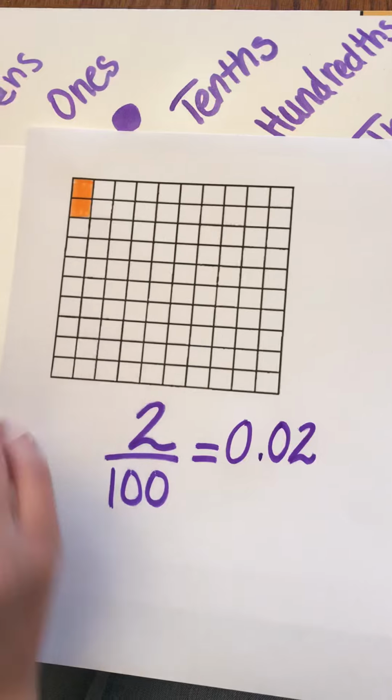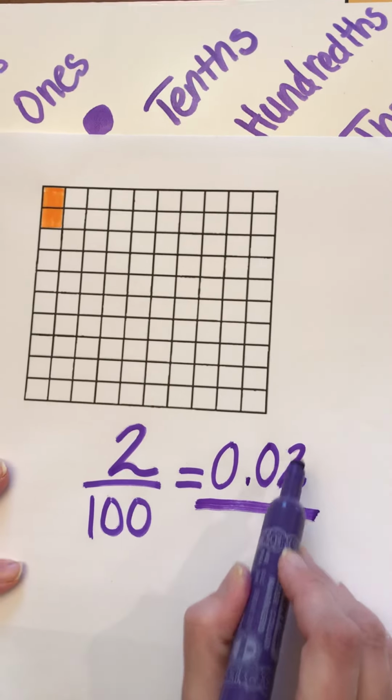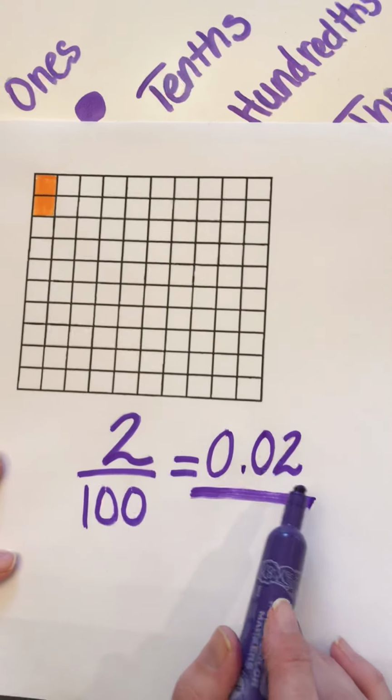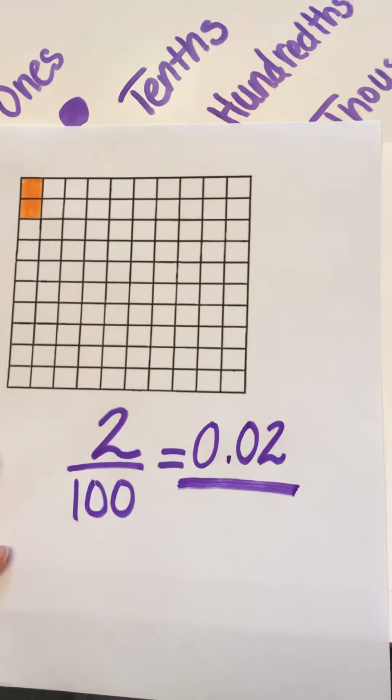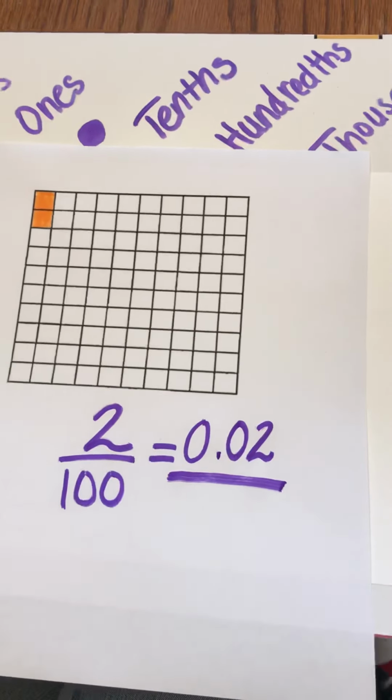So again, this one's going to be 2/100ths, and then as a decimal, remember whatever place value the last digit is in, that's the name that we say. So the 2 had to be in the hundredths place for it to represent 2/100ths. So now we're going to look at another one.